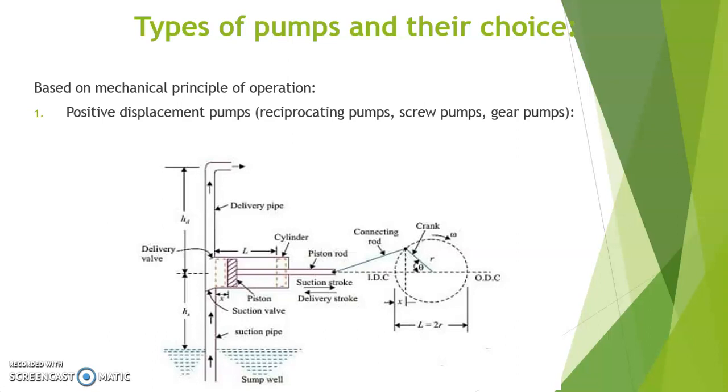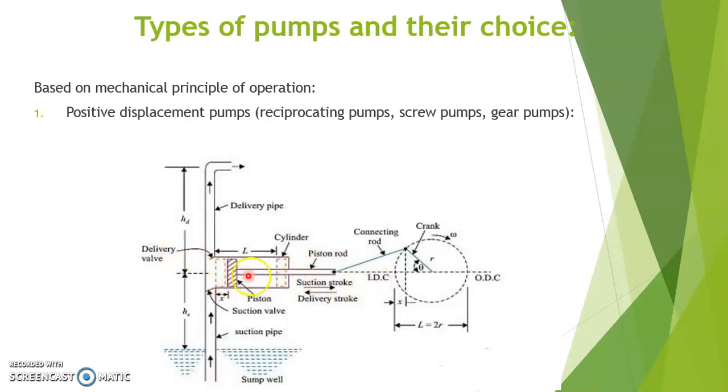Positive displacement pumps are called so because they contain one or more cylindrical chambers where pistons are installed. On the movement of these pistons, the crank is moving, and since the connecting rod is connected to the piston, the piston also comes back in the backward direction.